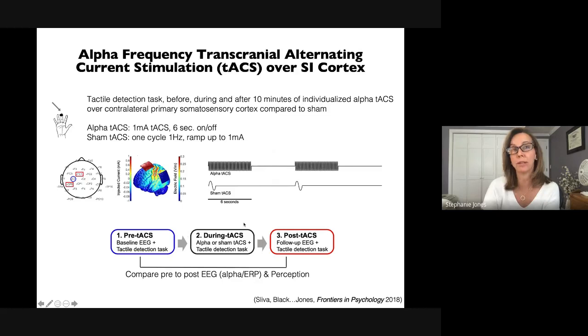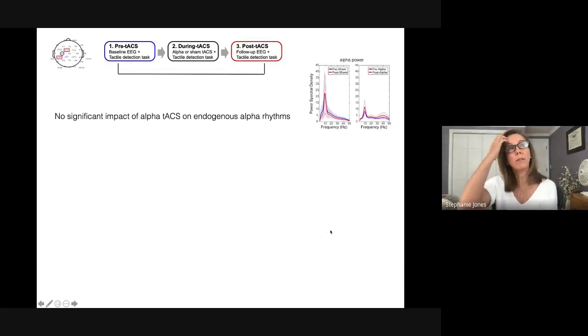We had hoped to look at the EEG signal during tACS, but we weren't able to. But we could look at it before and after our tACS stimulation. And so what did we find? We found that we did not entrain alpha oscillations. This is showing the frequency versus power spectral density in the pre and post sham conditions and the pre and post alpha stimulation conditions. And there was no difference in alpha power.